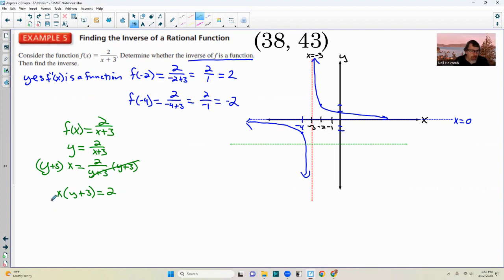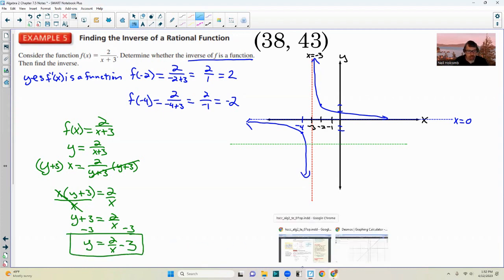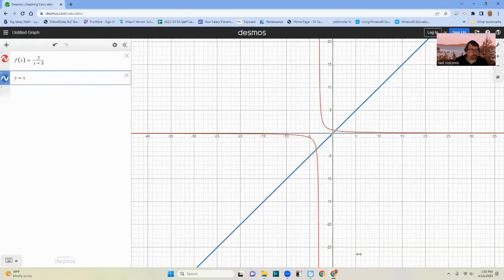Okay, so I'm trying to solve for y. So I'm going to divide by x on both sides. These cancel. I get y plus 3 equals 2 divided by x. I need to subtract 3 from both sides, and that will give me y equals 2 over x minus 3. So this should be my inverse function. Let's check it in the graph.